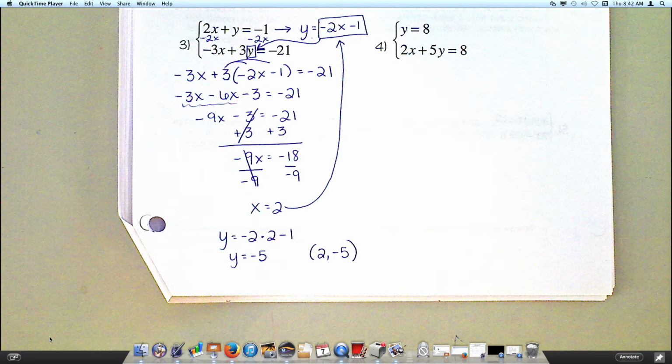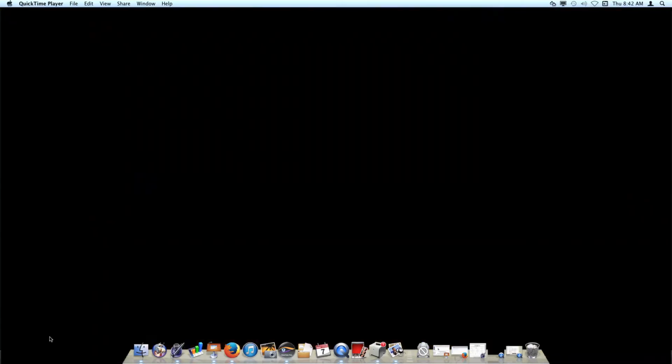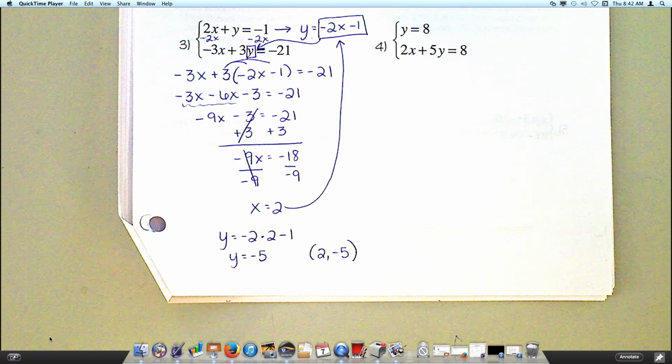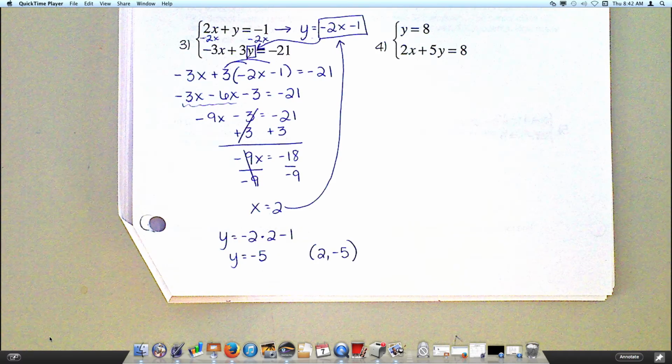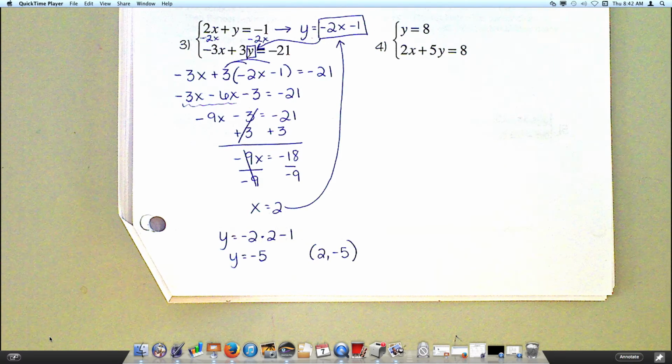Again, same answer you would have gotten if you would have graphed both of those equations and looked for their intersection. Okay, this is just a mathematical way to find it. And number 4. Do I have something by itself already? I do. I have what y equals. This one's actually going to be really easy.